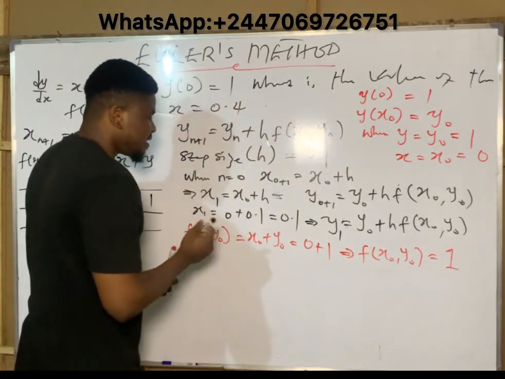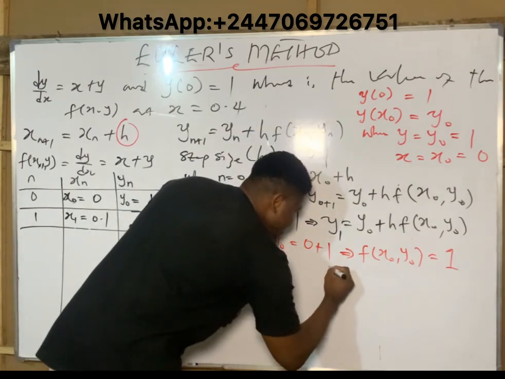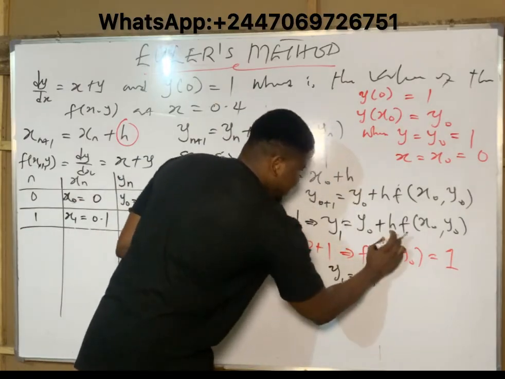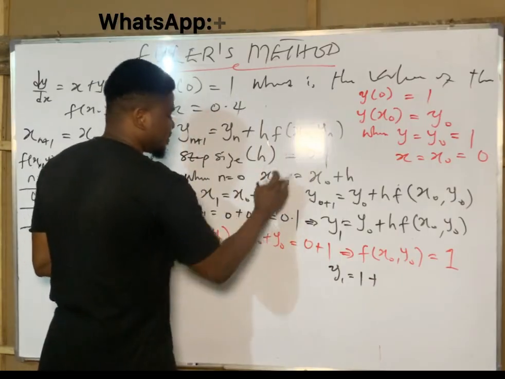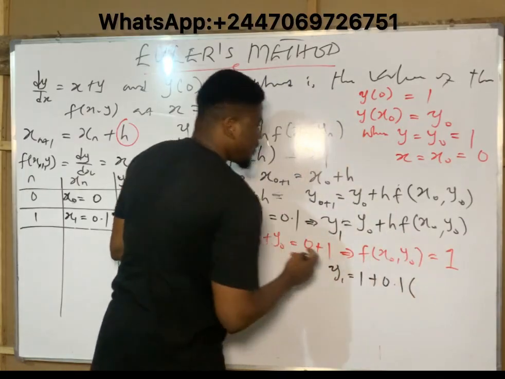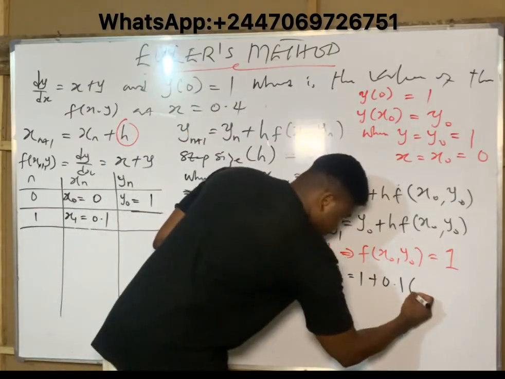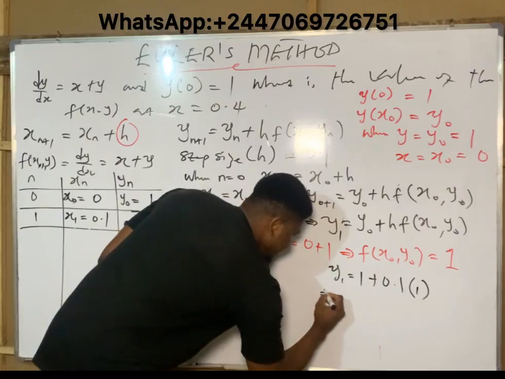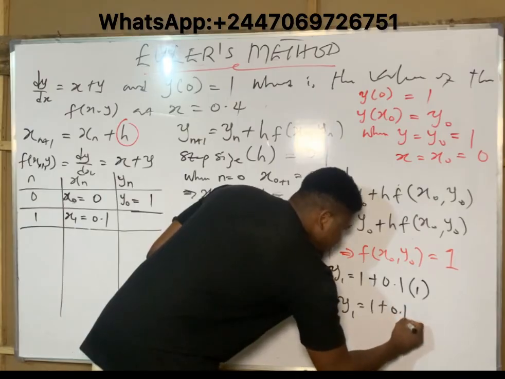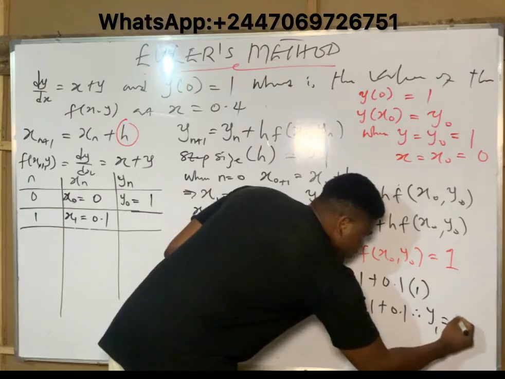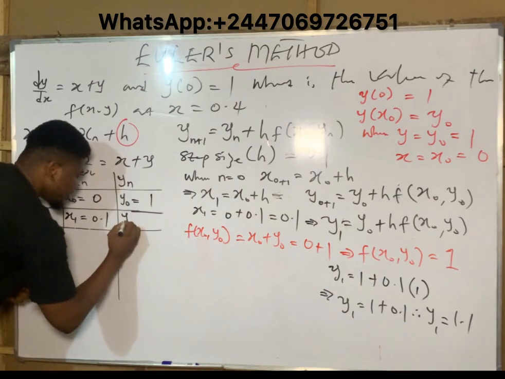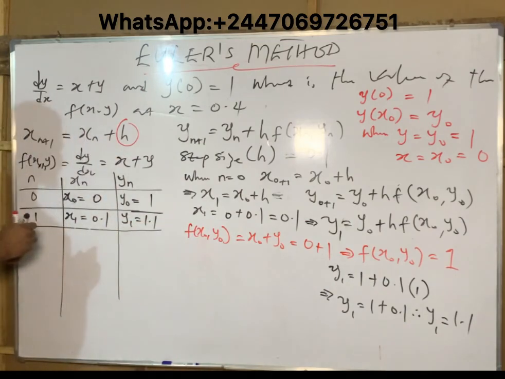So if you have this, then we can now find the first value for y. y1 is now going to be equal to y0, which is 1, plus, remember, h. And our step size h is 0.1. So plus 0.1 multiplied by the value of the function at those points, and that value is 1. So this simply implies y1 is equal to 1 plus 0.1 times 1, which gives us 0.1, and therefore y1 equals 1.1. So the value of our y1 is 1.1. It's as simple as this.